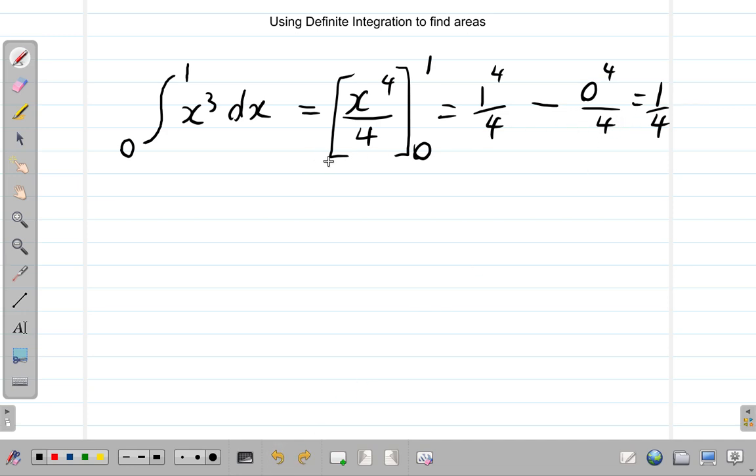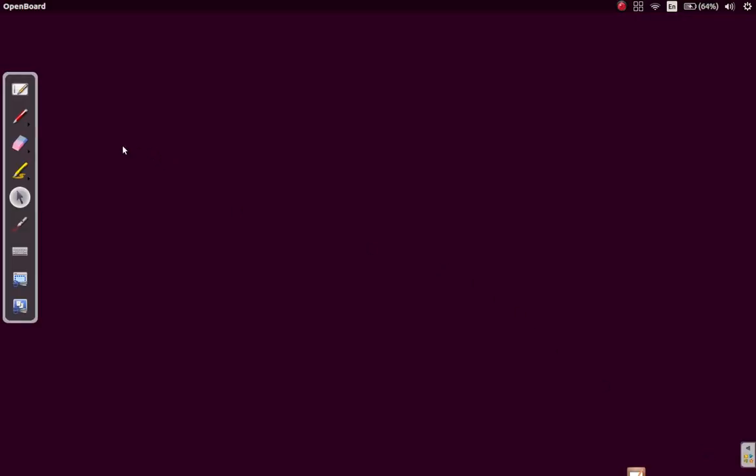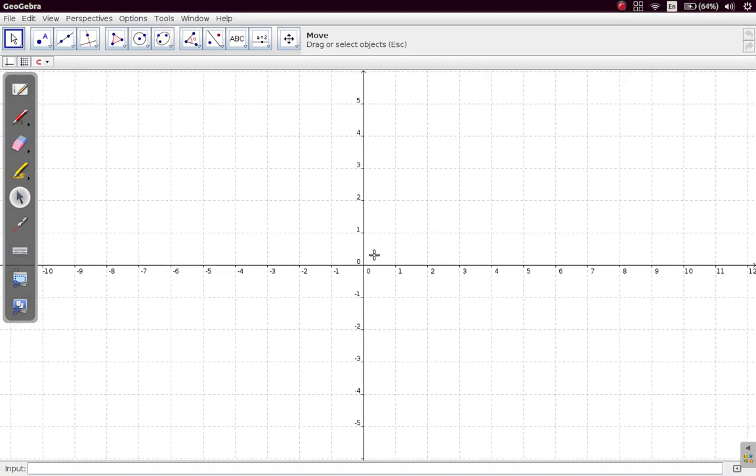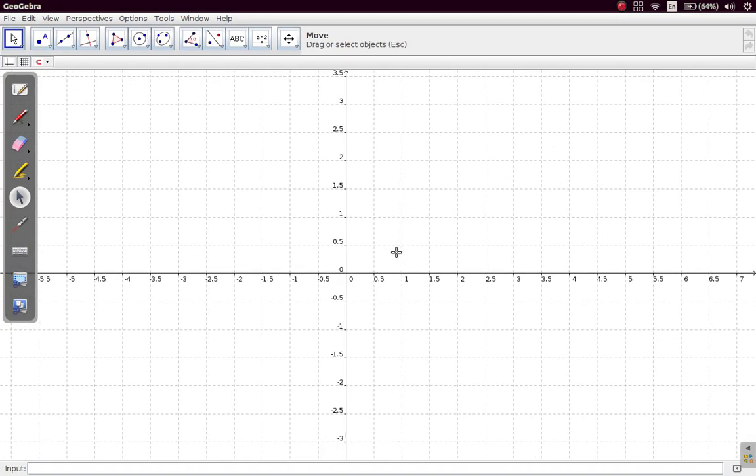Now, what this is telling you is that the area bounded by the graph of x cubed, the x-axis, and the lines x equals 0 and x equals 1 is a quarter. Let's take a look at it. Now, we have our graph here. Let's zoom in.